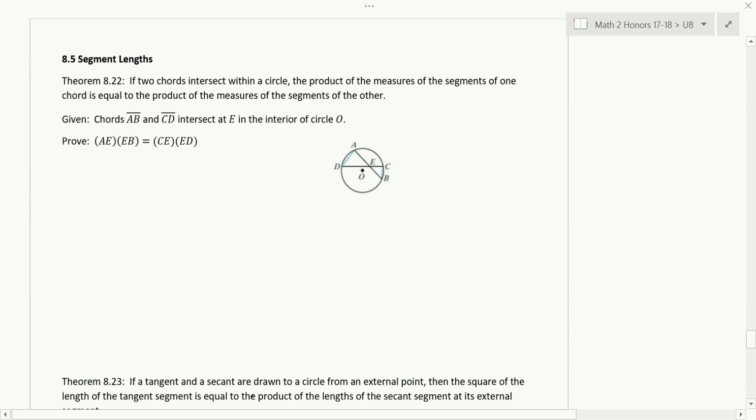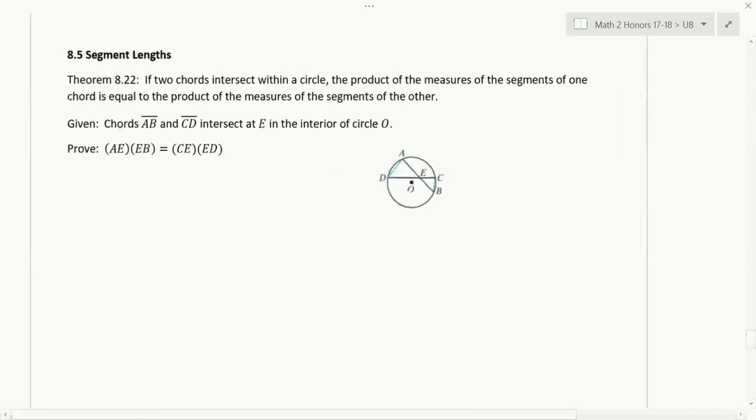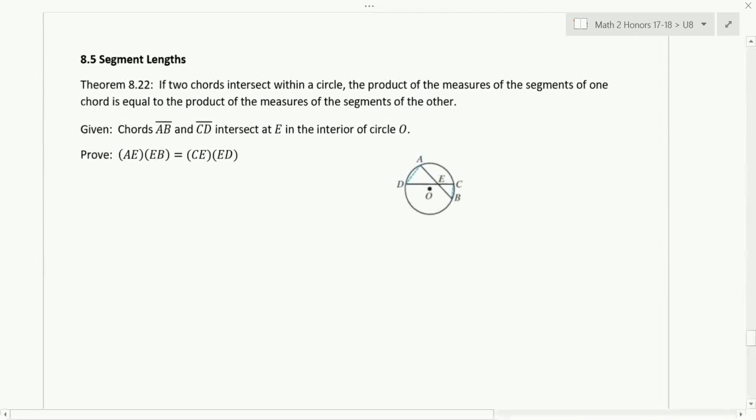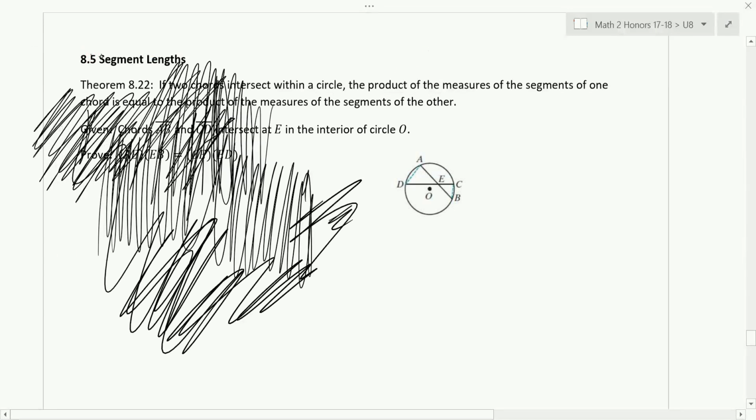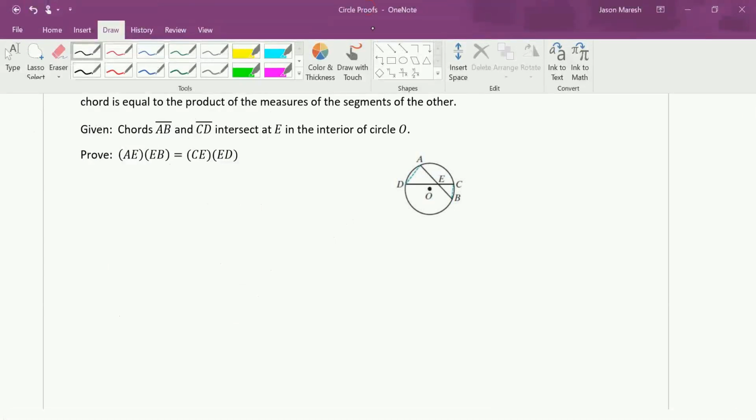Okay, so we are looking at segment lengths today. And these are the last three things that we need to learn about circles. But they're not about angles, they're about the lengths of segments. And what this first result states, wow, what happened there?